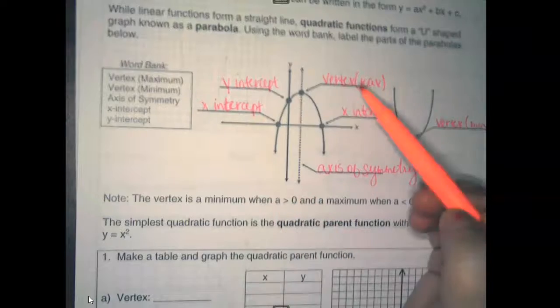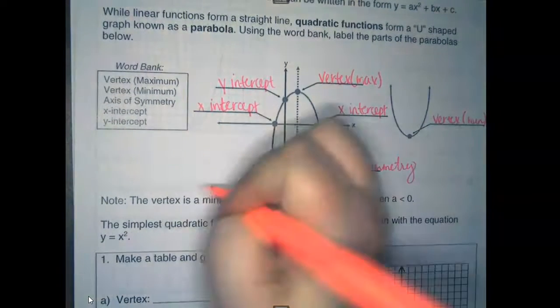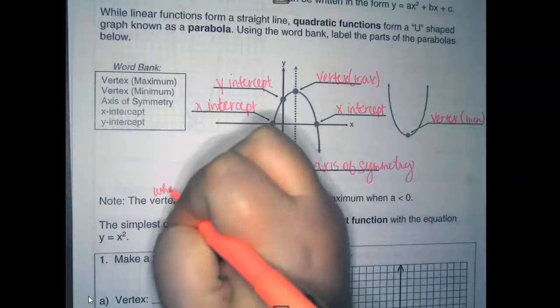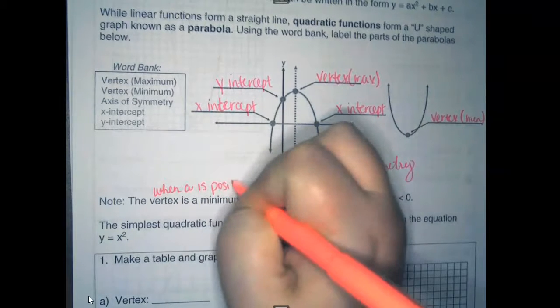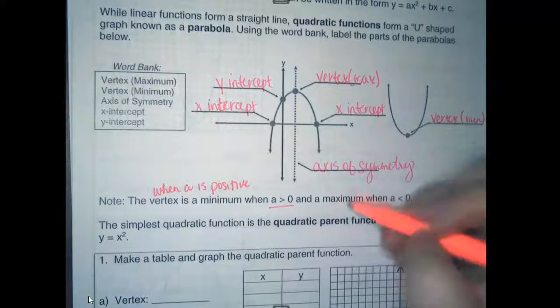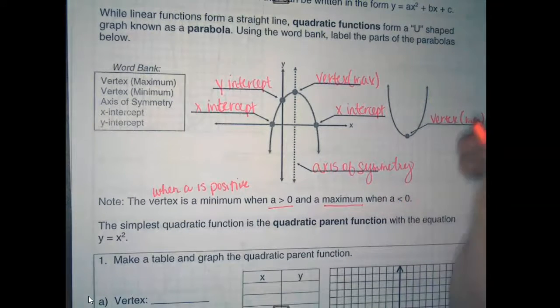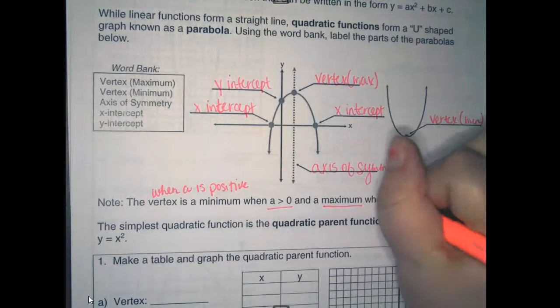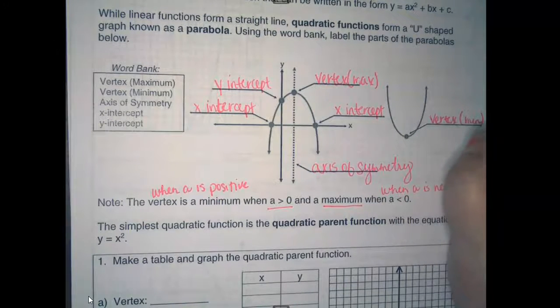The vertex is a minimum, so I'll have the min, when a is greater than 0. So when a is positive. So when that lead coefficient is positive, it's going to be a maximum when a is less than 0. So when a is negative.